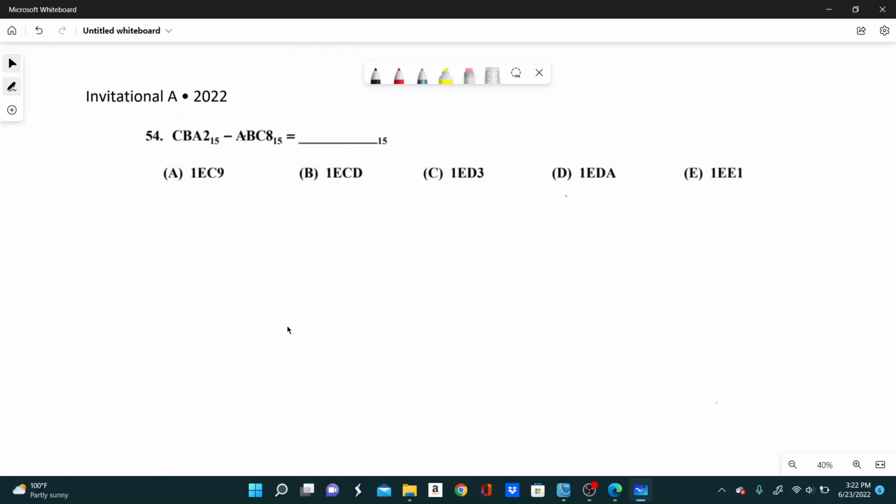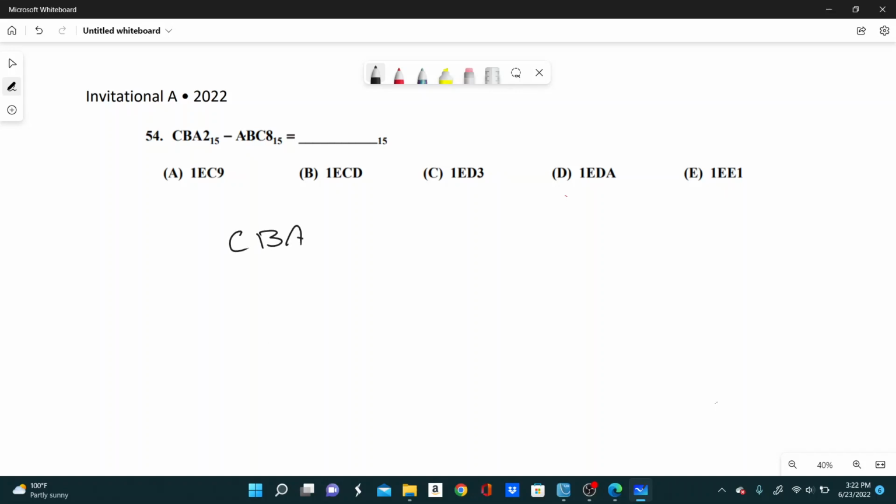Number 54. CBA2 base 15 minus ABC8 base 15 equals what in base 15? So, what we can do here, since everything is in the same base, I'm just going to subtract like normal. Rather than converting it to base 10 and then subtracting and converting back to base 15, I'm just going to subtract them in base 15.